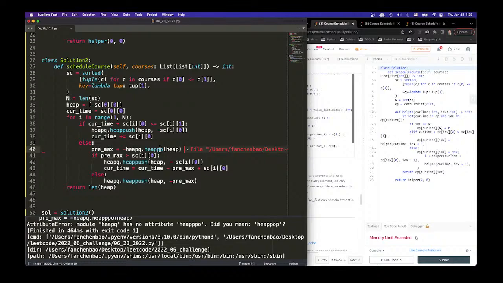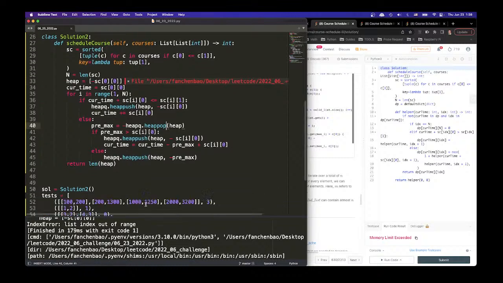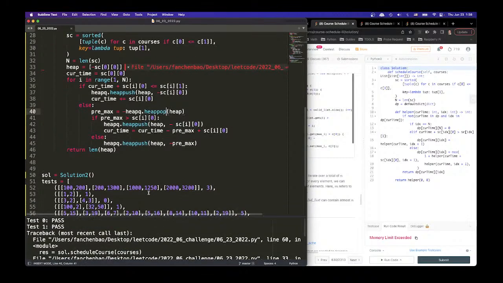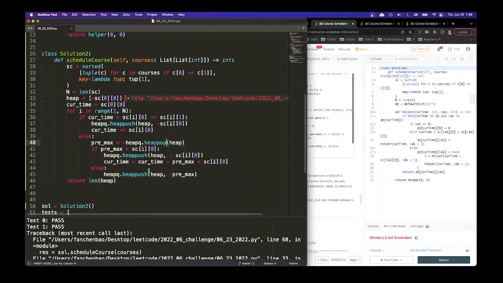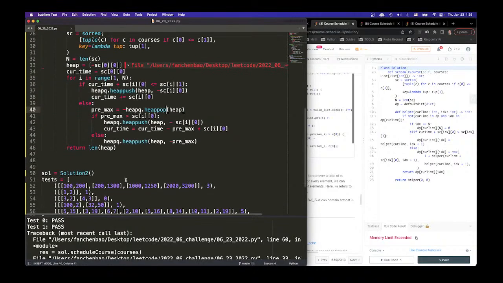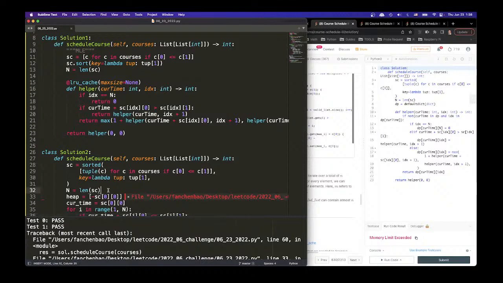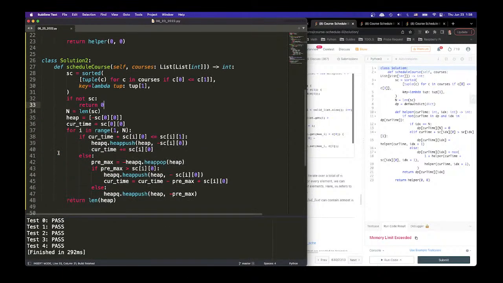Heap pop. Index out of range. Oh. If not SC, return 0. Okay.